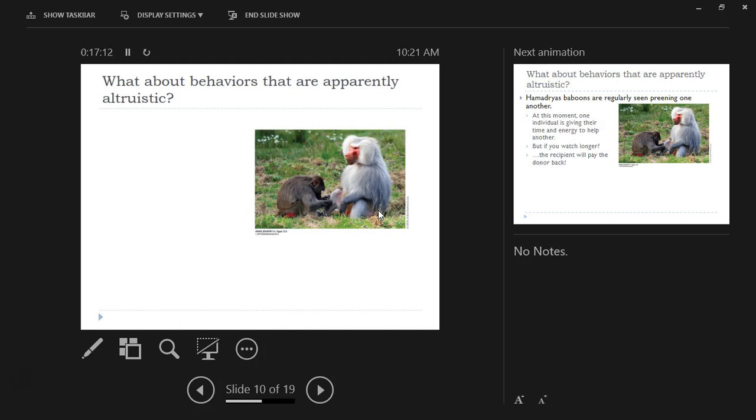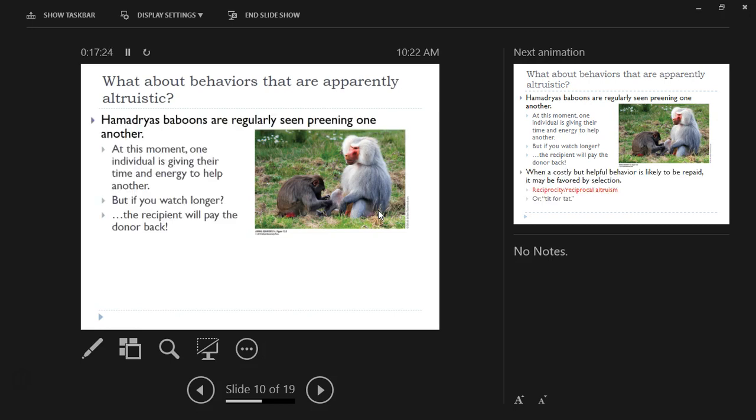Here's another example that kind of looks like it might be altruism. And this is grooming that you see in baboons. So what you're seeing in this picture, these are, I don't know how you pronounce this, Hamadryas? It's probably right, Hamadryas baboons. This is a male, this is a female. And at this moment, what you're seeing happening is that this female is preening him.